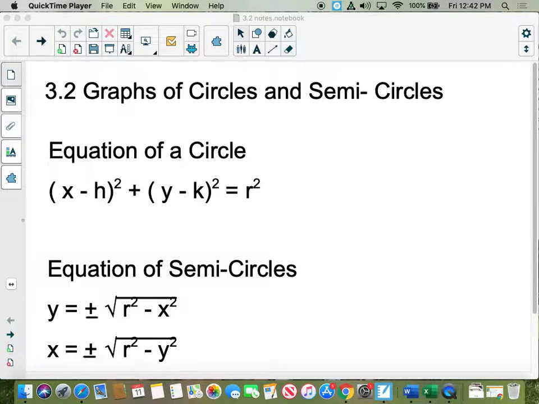Okay, here we go. Graphs of circles and semicircles. I don't think you've ever done this before. I think this is new. So here are the formulas. The first page is just the formulas.